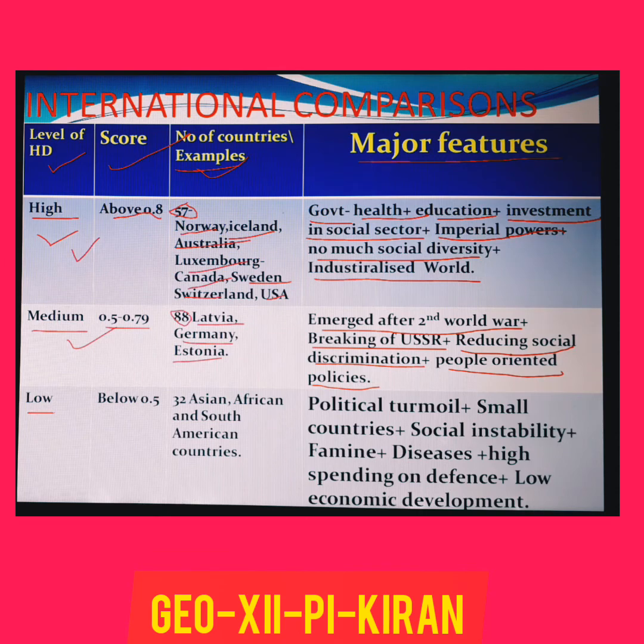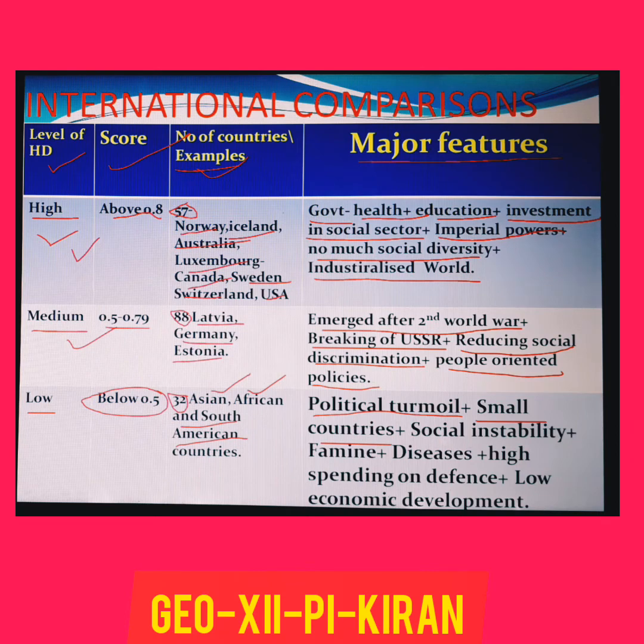The next is the low human development countries. This is a real problem in most of the countries here. The Human Development Index is below 0.5. There are 32 countries in the world, particularly from Asia, Africa, and South America. These are the poor countries. And these countries also have a lot of socio-economic, cultural, and political problems. These are the countries with political turmoil, always political unrest. Most of these are small countries.